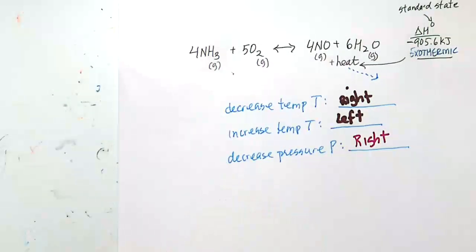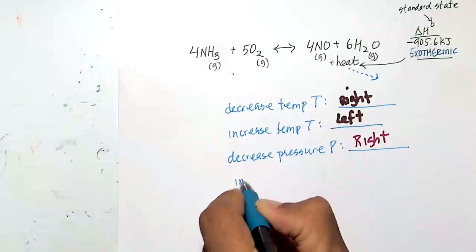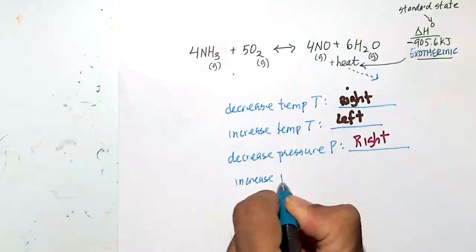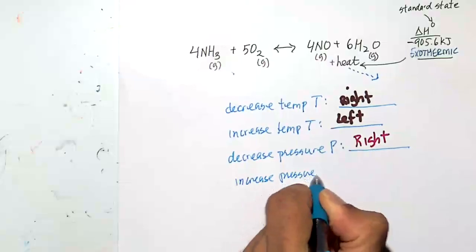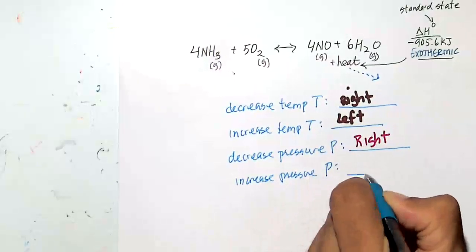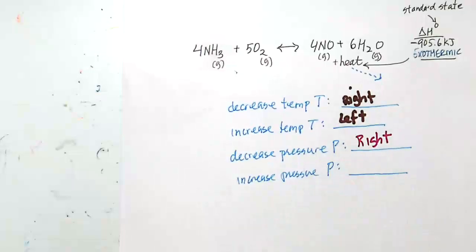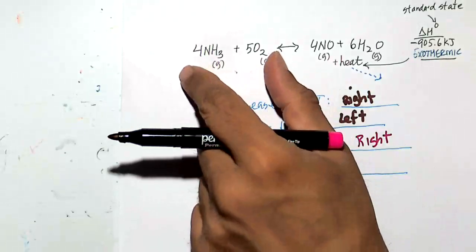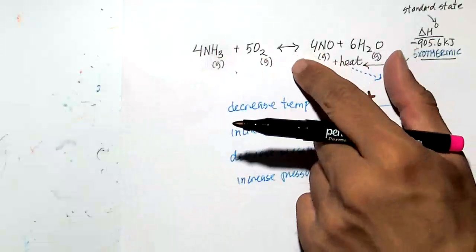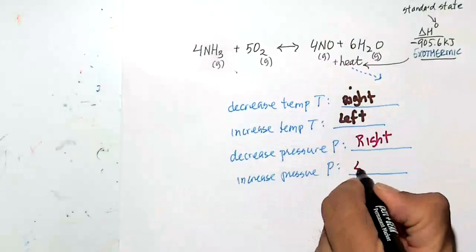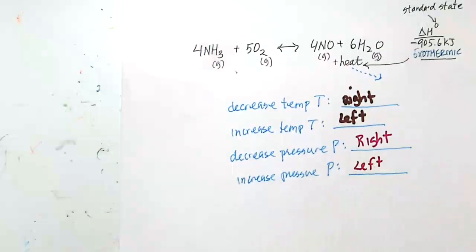What happens if you increase the pressure? Will it go to the side that has more pressure or to the side that has less pressure? Less. So this has 9 moles of gas as opposed to 10 moles of gas. So it's going to be the opposite, left.